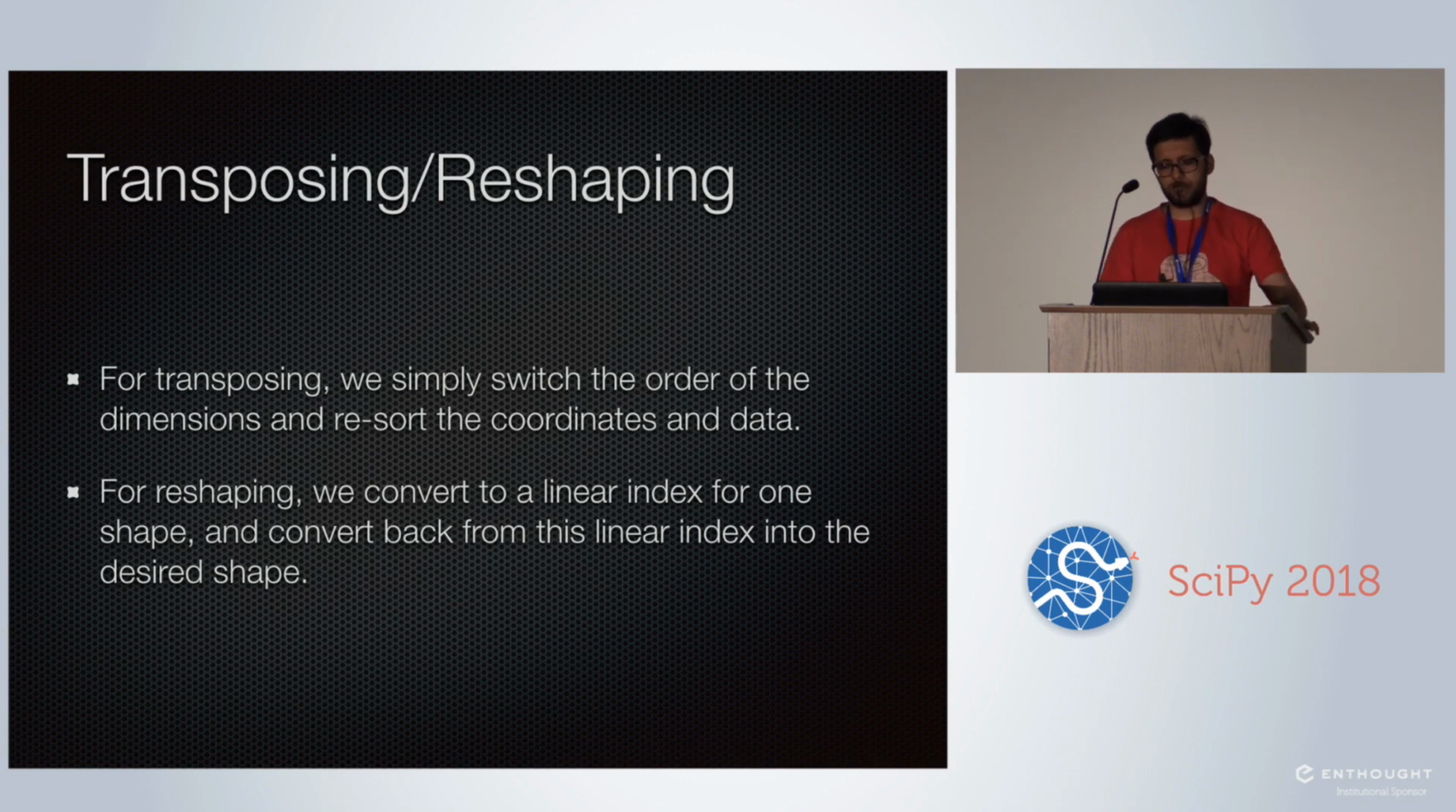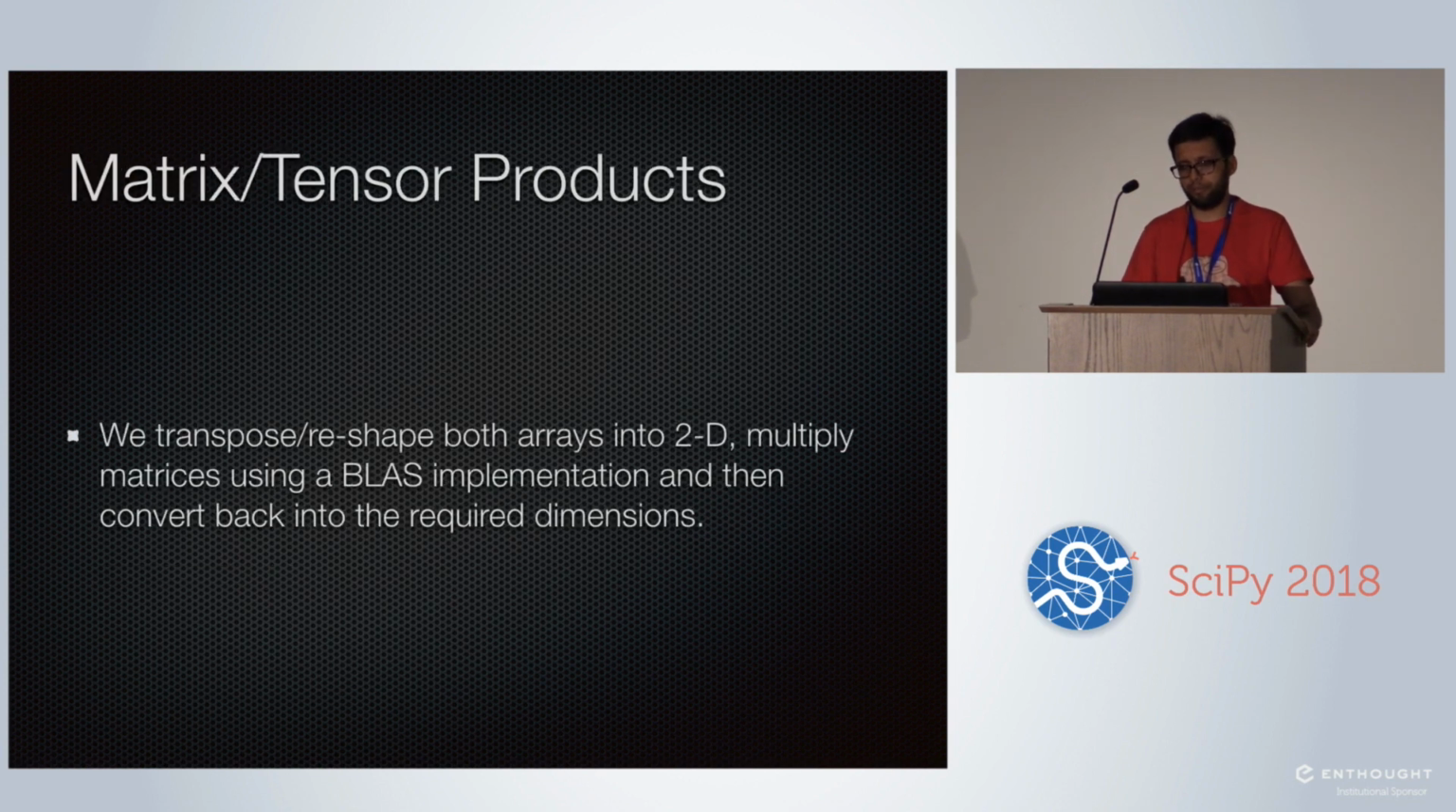Transposing or reshaping works exactly as you would expect. For transposing, we simply switch the order of the coordinates and resort it so that it's still in canonical order. For reshaping, we convert the coordinates to a linear index and then convert back, and that essentially reshapes the whole array. And for matrix tensor products, we reshape both arrays into 2D. Multiply uses matrices using a BLAS implementation. There are BLAS implementations even for sparse arrays.